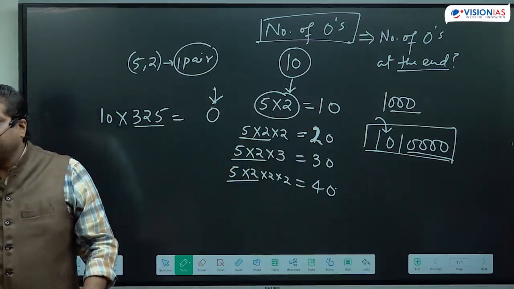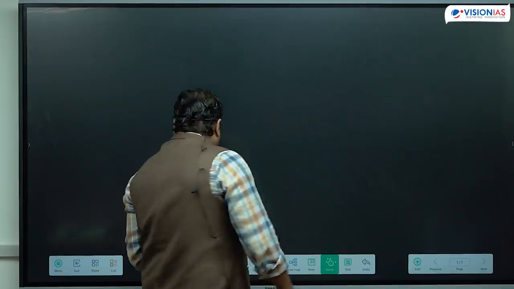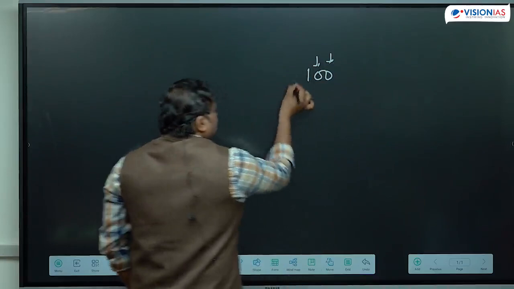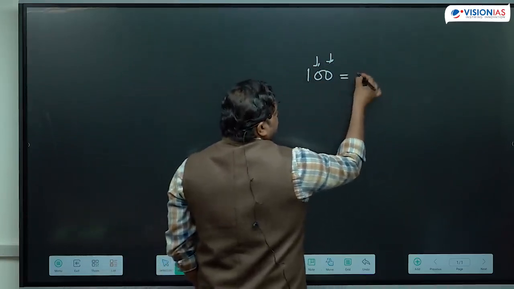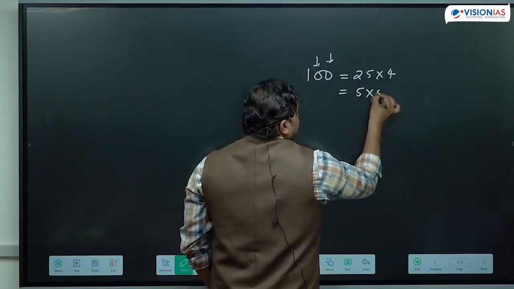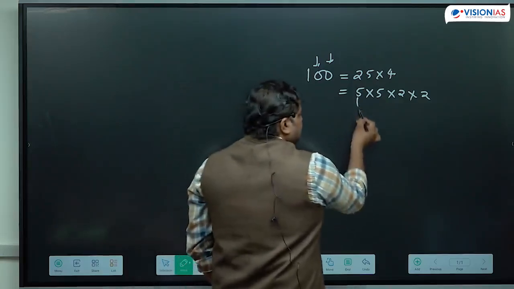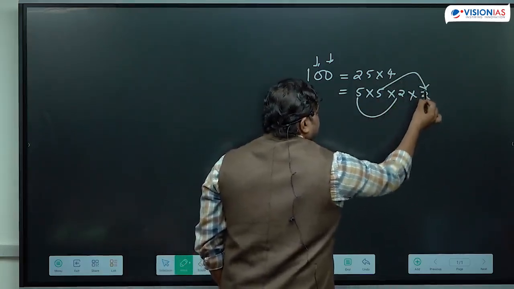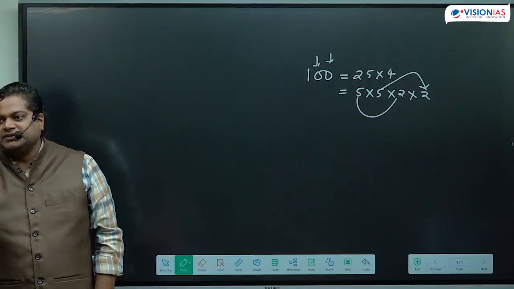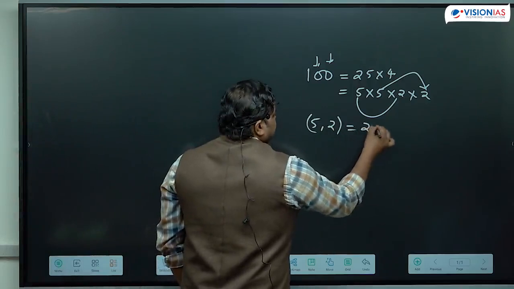5 into 2 is 10. If I write 100, 100 में 2 zeros are there. 100 को if I write in terms of factors तो क्या हो जाएगा? 25 into 4. So we can write 5 into 5 into 2 into 2. So we can see here 5 and 2 का one pair, 5 and 2 का another pair. So 5 and 2 का two pairs we are getting.